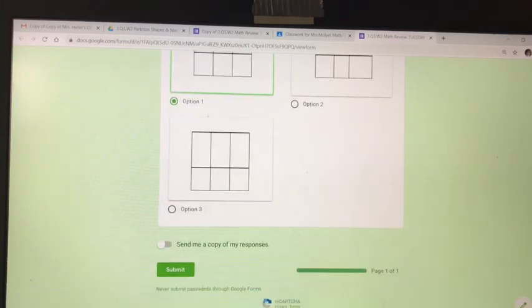At the bottom, you're going to submit it. If you want a copy of your response, you can toggle that over if you want a copy of it. Once you submit it, if there's the blue button on Google Classroom, mark as done, go ahead and do that. If you don't do it, it will say that it's missing or you didn't turn it in.